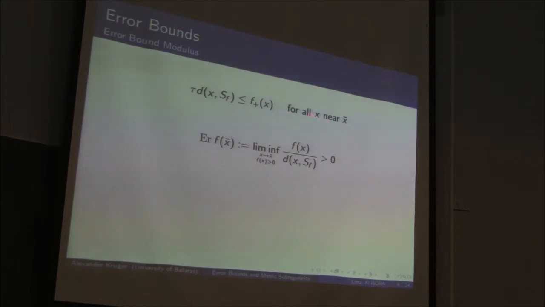The property of error bounds can be equivalently characterized using this constant, which I'm going to call the error bound modulus. So the property is equivalent to this constant being strictly positive. And it is not difficult to see that this is exactly the supremum of all values tau such that this inequality holds.